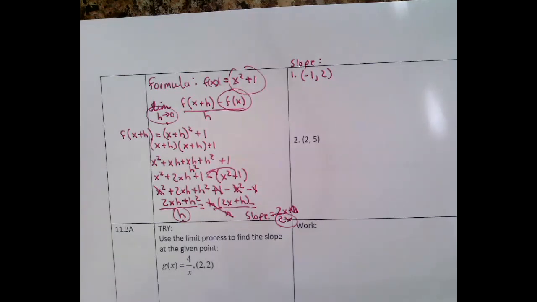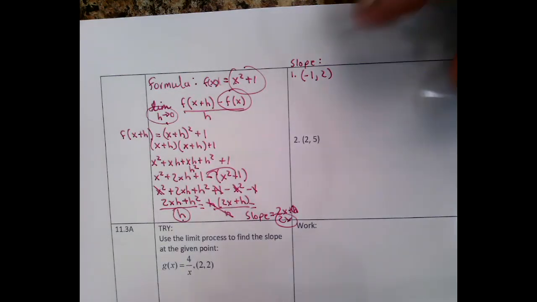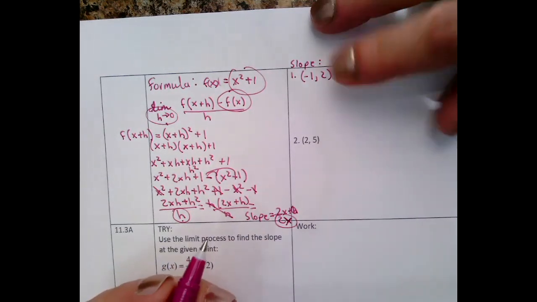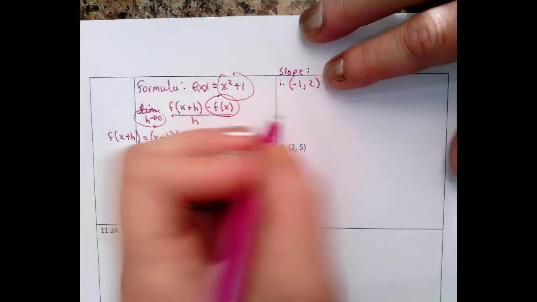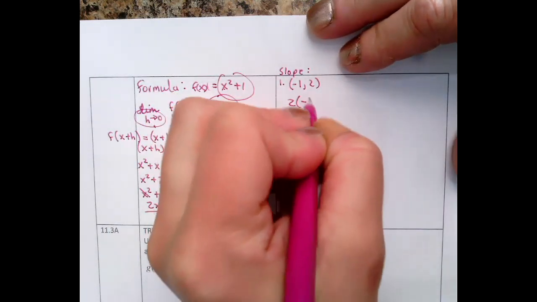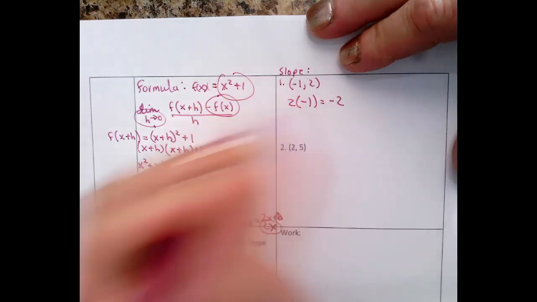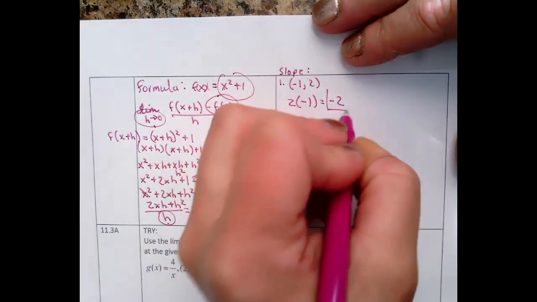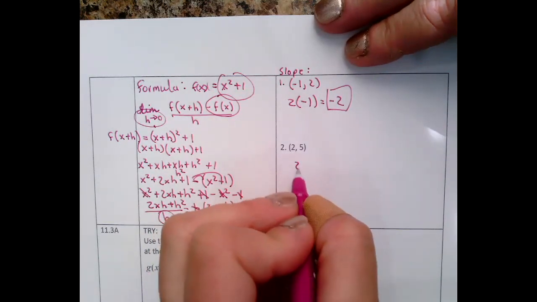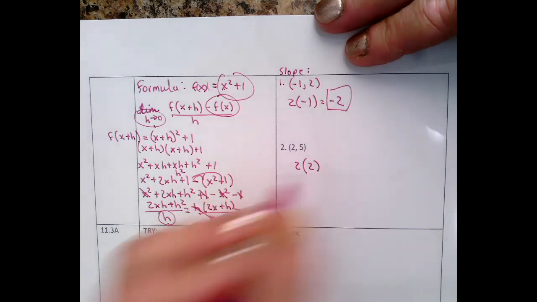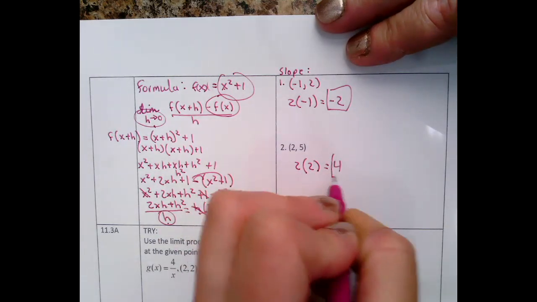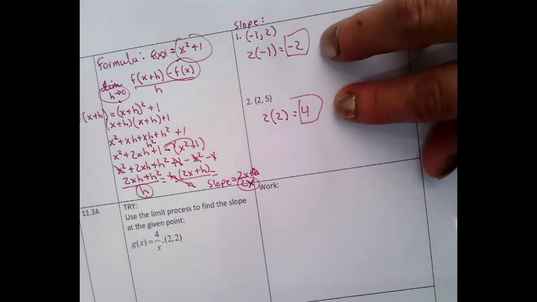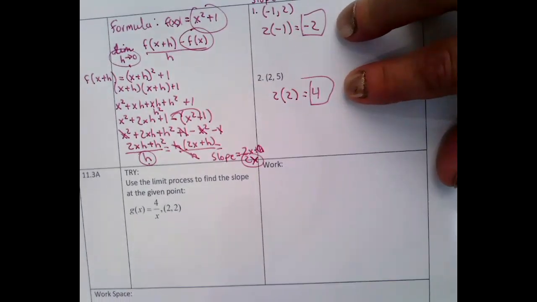Okay, so that's my function. Okay, my slope, or my slope equation. Now all I'm going to do is plug these in. Okay, so I'm going to say 2 times -1 equals -2. So that is my slope at that point. But at this point here, my slope's going to be different. 2 times 2 is going to equal 4. Okay, so at 2 different places, I have 2 different slopes.